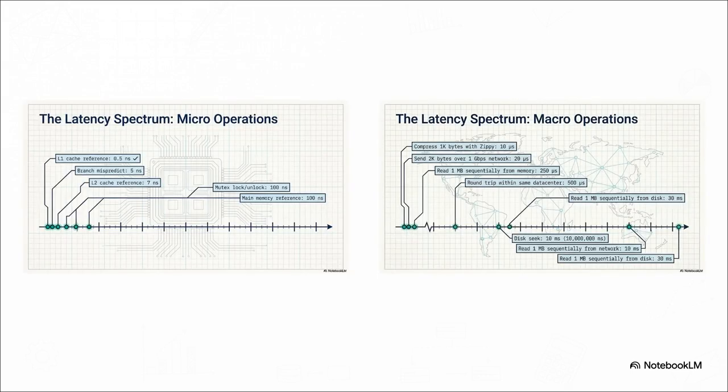Looking at these two diagrams side by side really drives the point home. You can clearly see the crazy extreme jumps in latency as we slide across the spectrum. On the left side, we've got micro CPU operations, stuff like a branch mispredict at 5 nanoseconds, or a mutex lock at maybe 100 nanoseconds. But as we move over to the right, to the macro operations, the scale just explodes. Compressing a kilobyte takes microseconds, sure, but reading a megabyte sequentially from a network or a disk, boom, we're shot straight into the millisecond range.